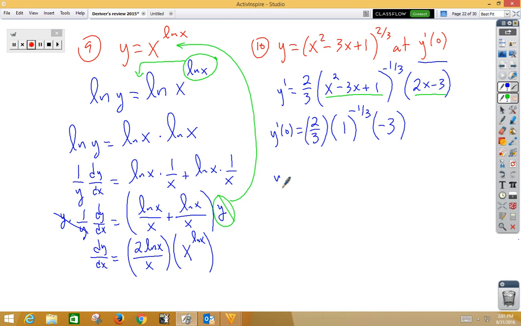Now, we need to realize that 1 to any power is going to be 1. So that part we don't even need to think about. We can cancel out the 3's. Don't forget this negative 1 though. And we get a negative 2.